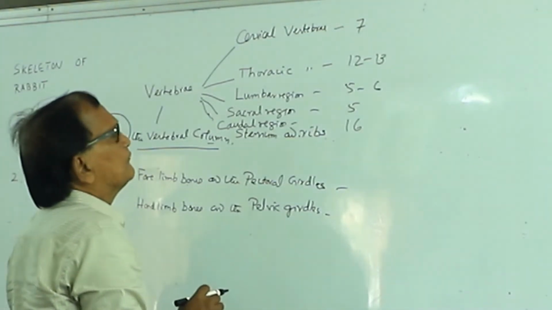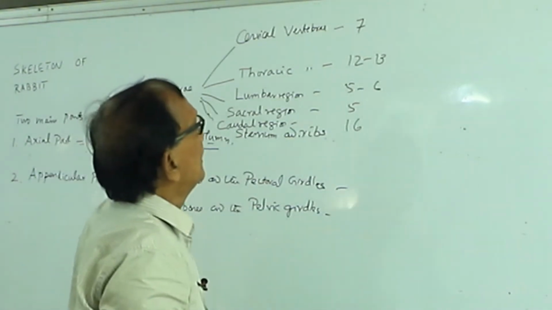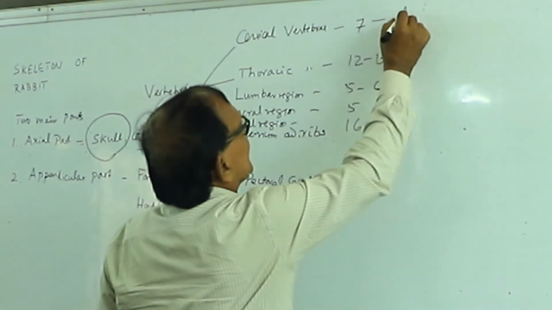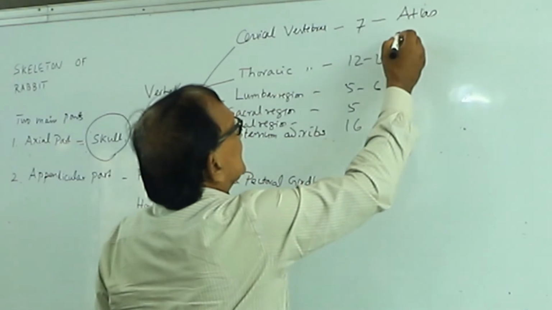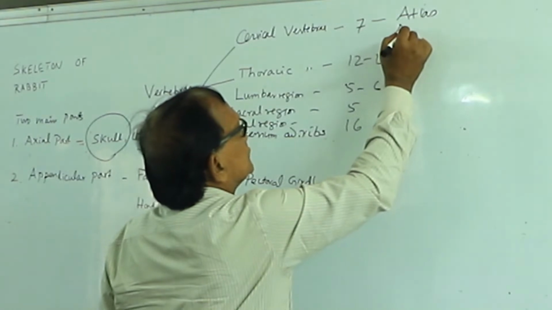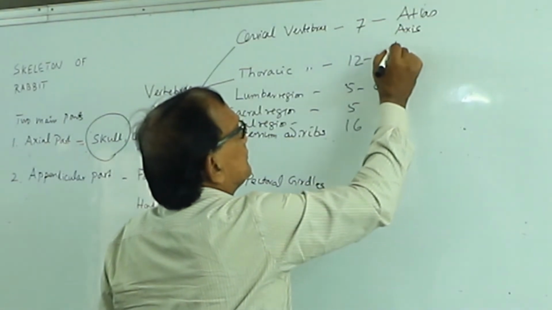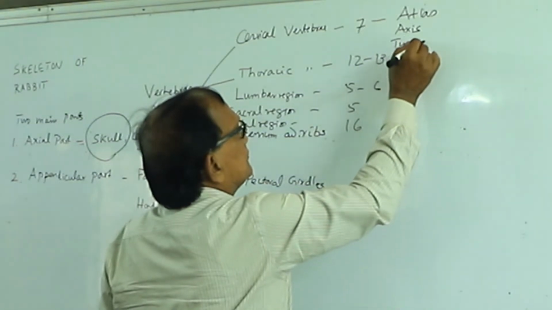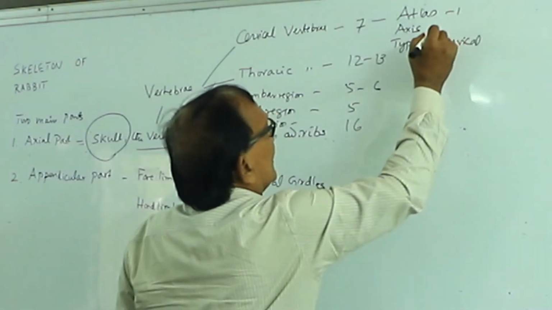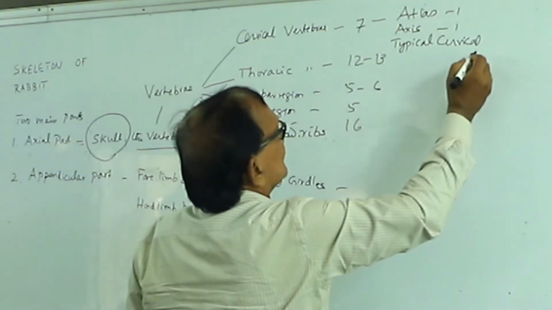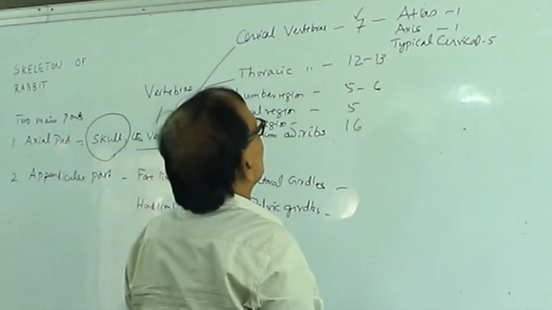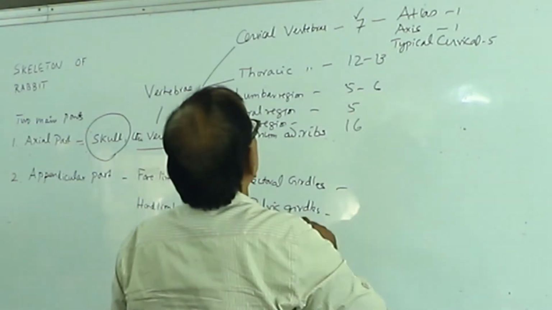Now, coming to the cervical vertebrae, the first cervical vertebra out of the 7 is called the atlas vertebra. Next is the vertebra that is present in the neck region, called the axis vertebra. Then we have typical cervicals. So one atlas, one axis, and then 5 typical cervicals. Total 7 cervical vertebrae. Thoracic vertebrae 12 to 13.